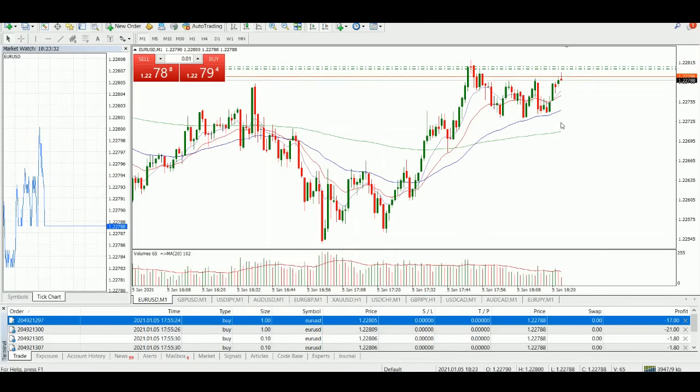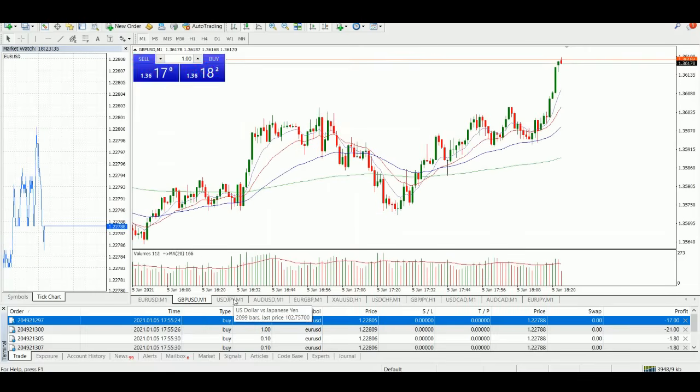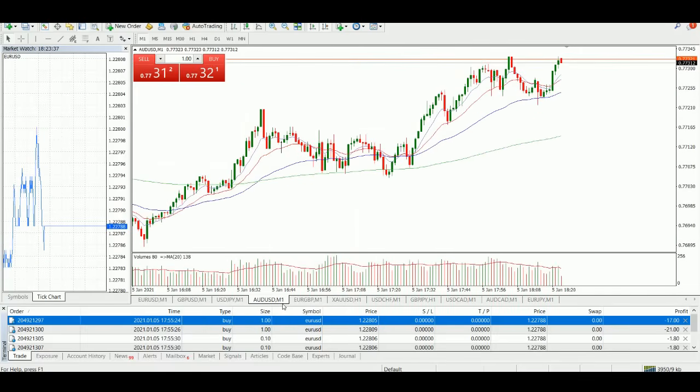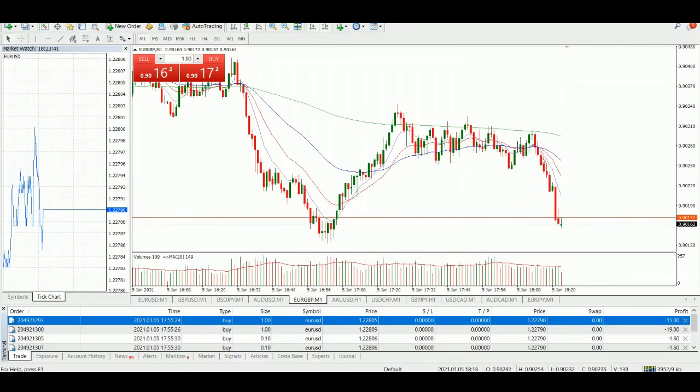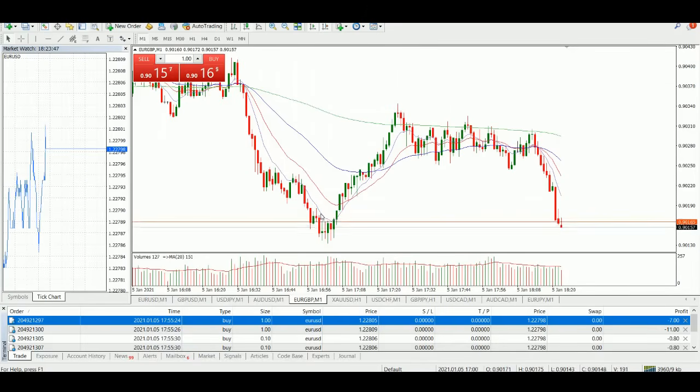That's how you should be able to predict the market. Everything is explained, of course, in the full version. Euro GBP, I told you it's a great selling, shorting market for the moment.